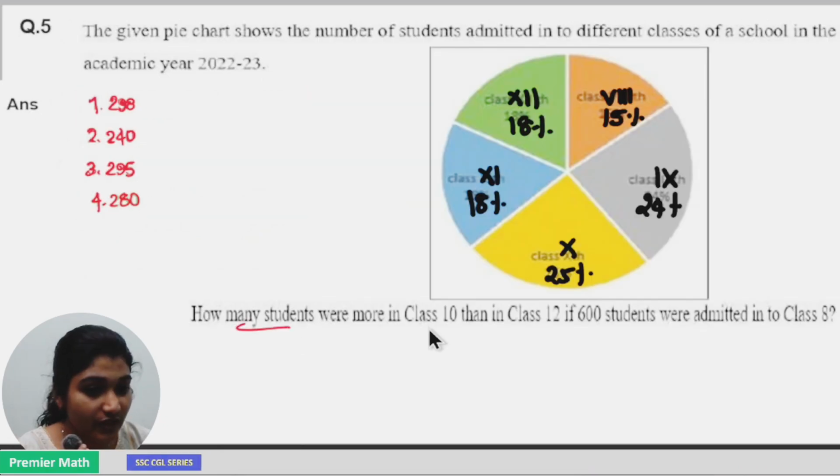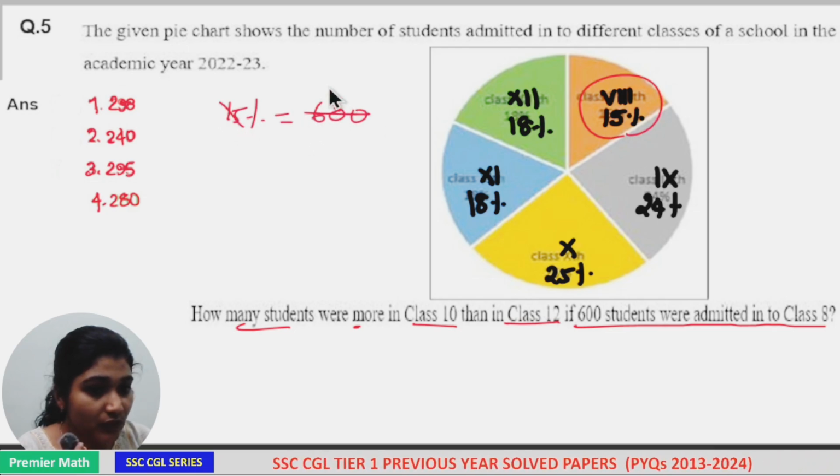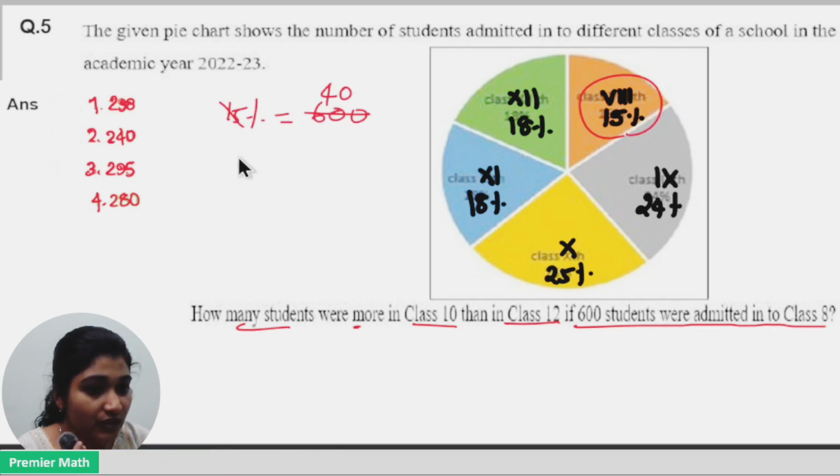How many students were more in class 10 than in class 12 if 600 students were admitted into class 8? In class 8, we have 15 percentage students. So 15 percentage is equal to 600 means 15 goes 4 times in 60, 40 times in 600. So 1 percentage is 40 students.